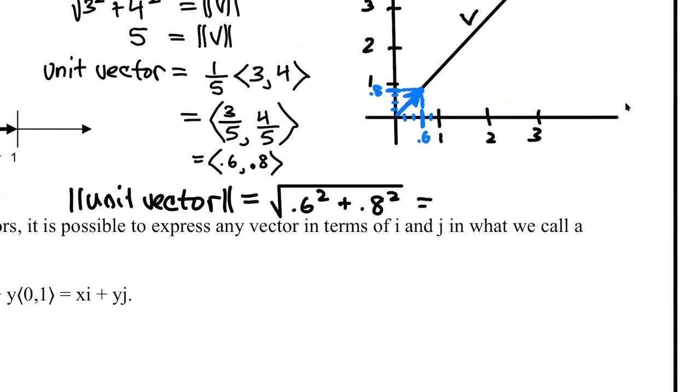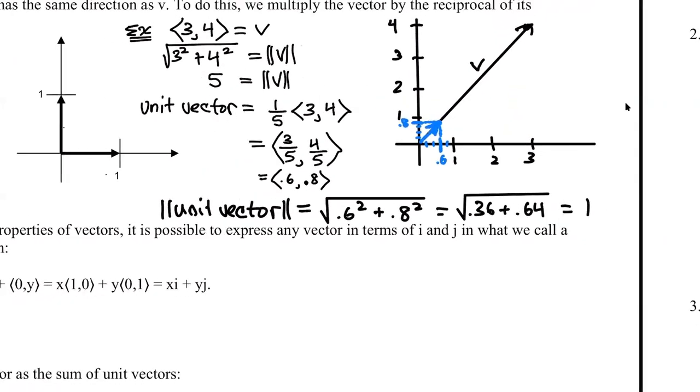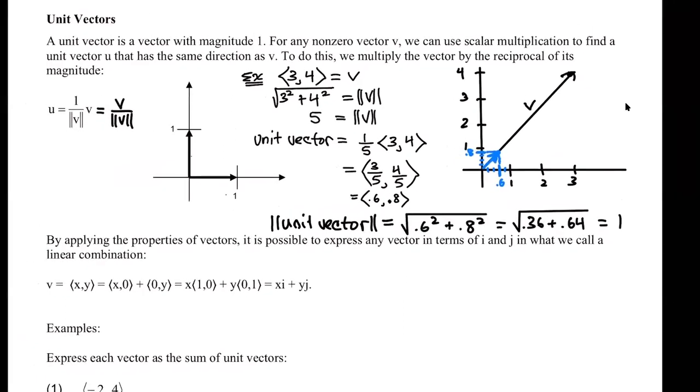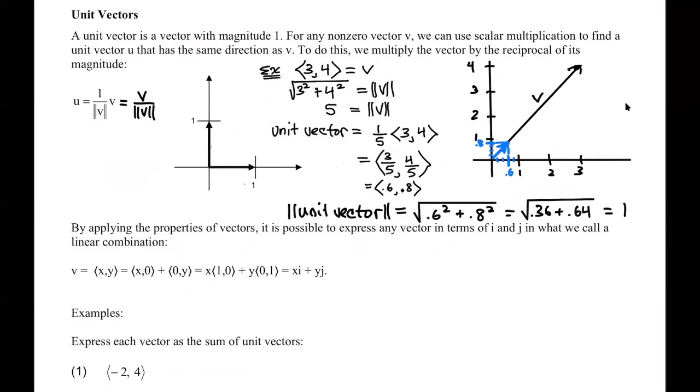So we're looking at 0.36 plus 0.64. Add them up, you get a 1. The square root of 1 is equal to 1. So the magnitude of that unit vector is in fact equal to 1. And so, yeah, we didn't need to do that in order to find the unit vector, but to satisfy the curiosity of knowing, okay, is it really going to have a magnitude of 1? That's pretty necessary, right? At least the one time, right?